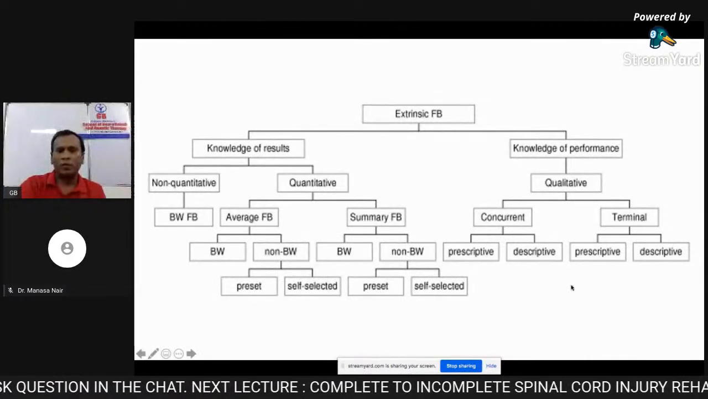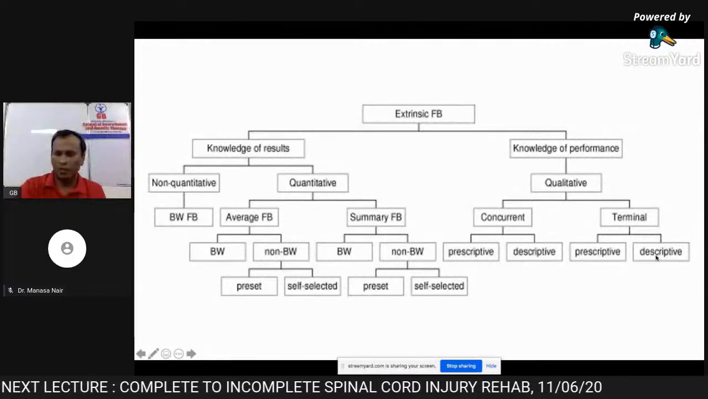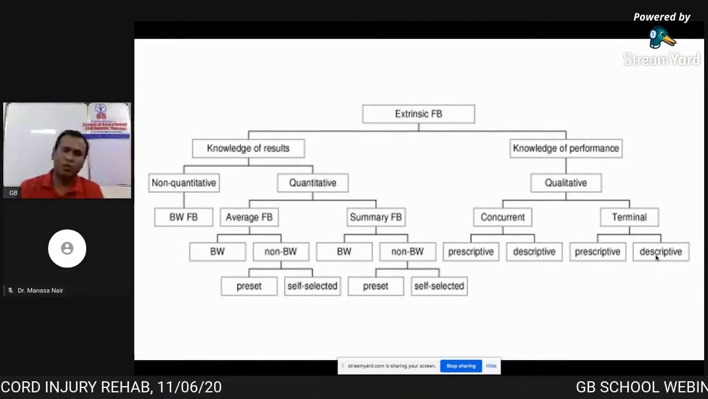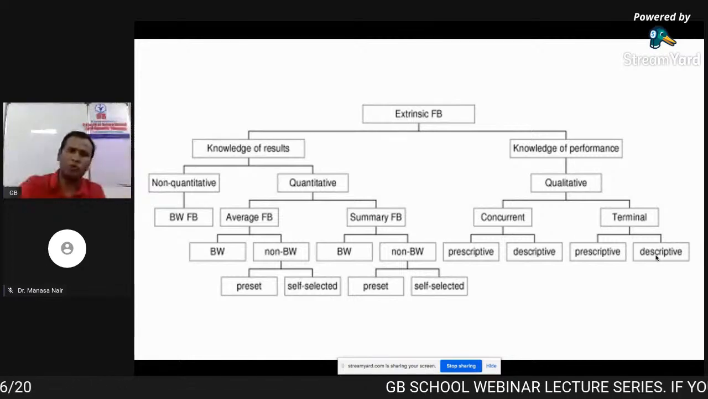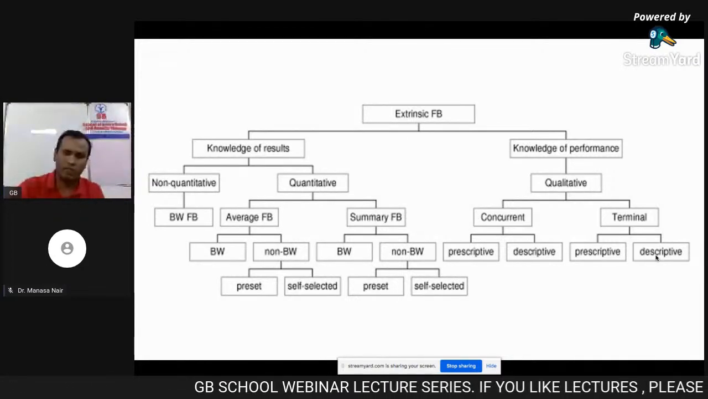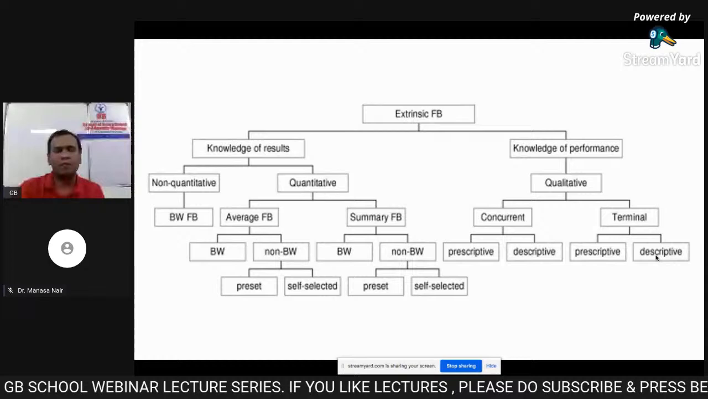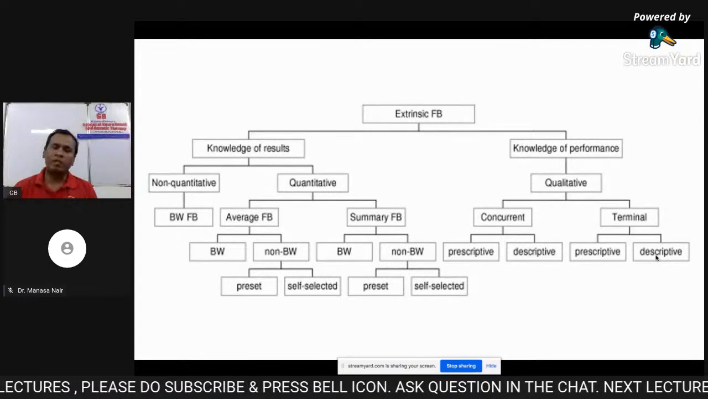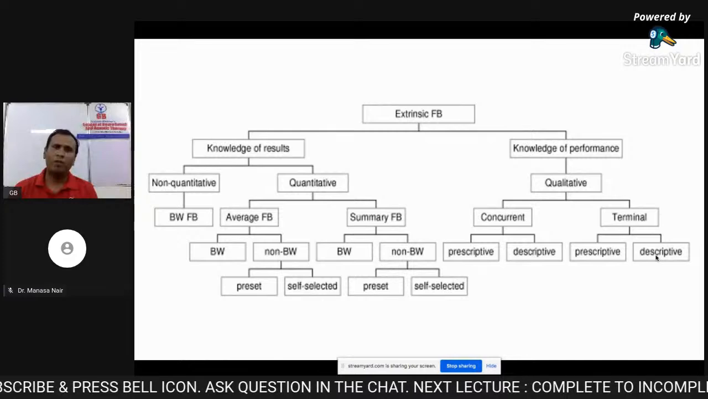So you need to look at both prescriptive and descriptive feedback. Do not try to be prescriptive from the beginning, where you conclude this is what you did wrong, this is what you should be doing, and this is the correction required. The more descriptive you are, the more the patient will get involved in your feedback. He will also understand what is going wrong and how it is going wrong.